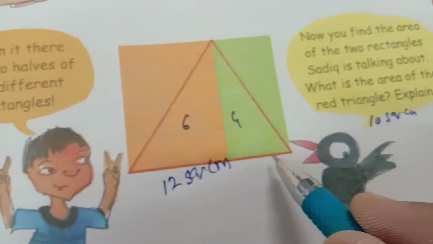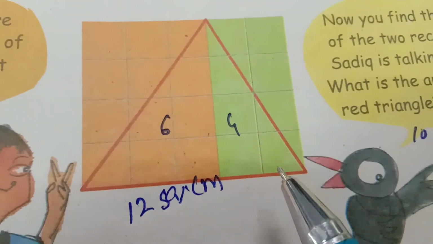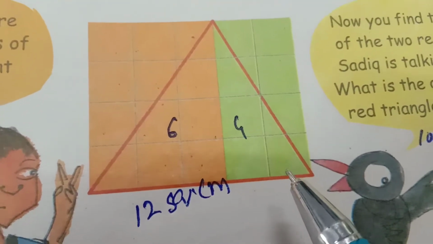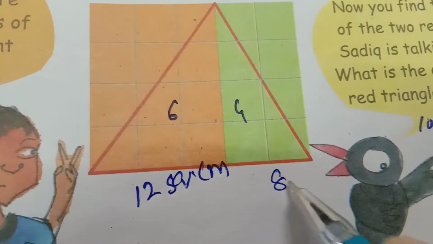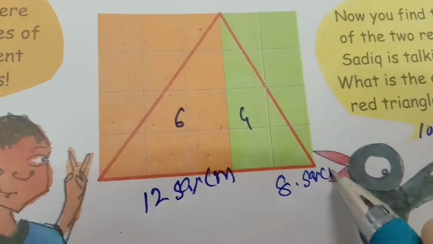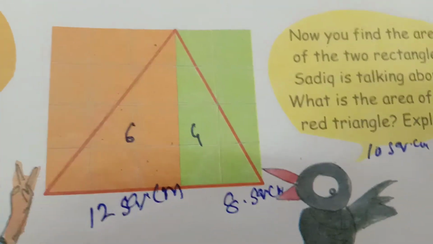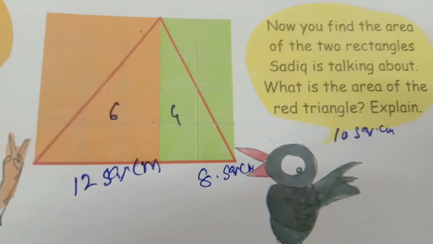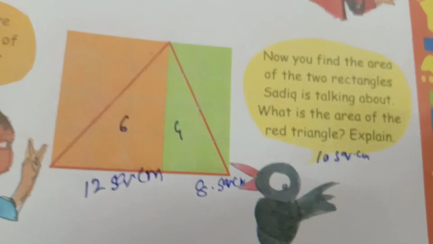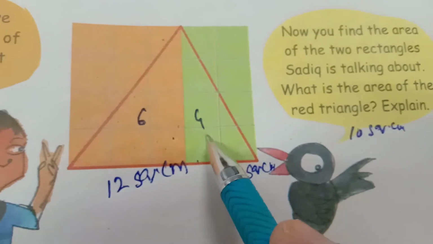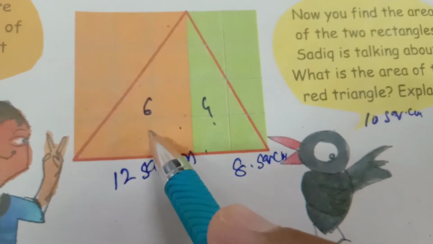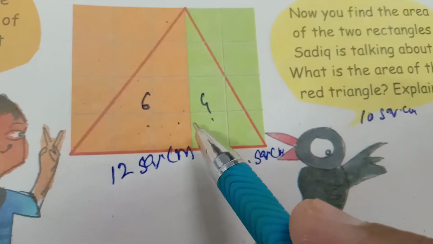Then what about the green rectangle? Yes, if you count, we have 8 squares. Its area is 8 square centimeters. What is that 8 square centimeters? The area of the green rectangle. Now what is the area of the red triangle? Yes, this red triangle has some part in the green rectangle and some part in the orange rectangle.